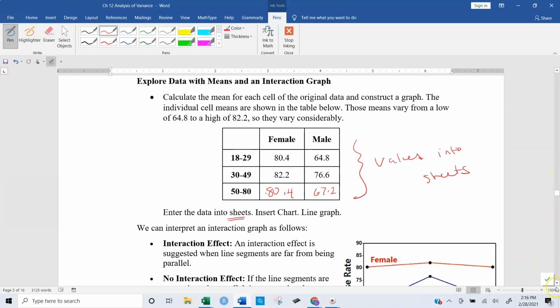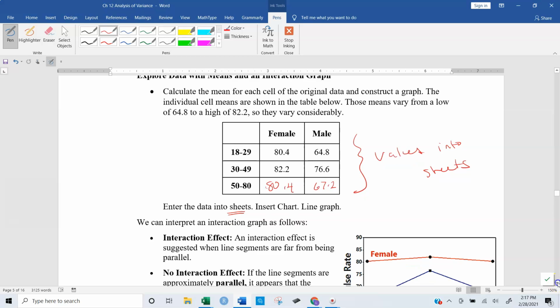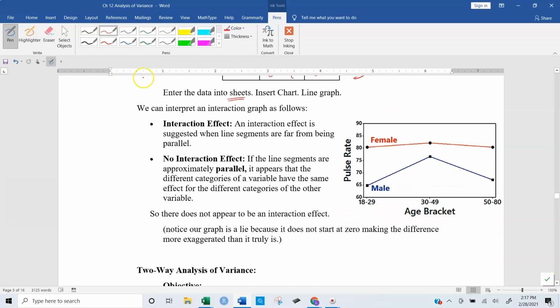So right now we're looking for an interaction effect, and we look at our graph with our means. If the line segments are far from being parallel, that suggests there is an interaction effect. There's no effect if they are parallel. So if this line here had gone like so, like crazy, then there's an interaction effect because they're far from parallel. But ours are actually not too far off, so there is no interaction, because they're close to parallel. There does not appear to be an interaction effect for our graph, and that's what we're going to start with.